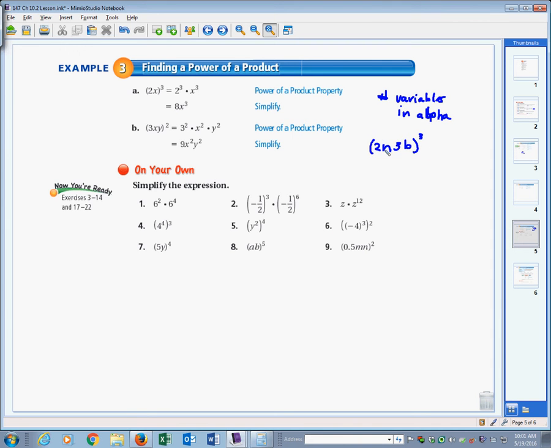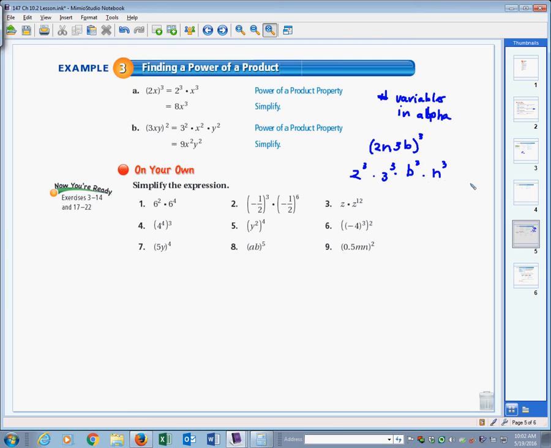Well, first I'd have to apply my exponent to every factor in here, right? So it would be 2 to the third, times 3 to the third. Which one should I pull out first, n or b? B. Alphabetical order. So b to the third, right? And then times n to the third.